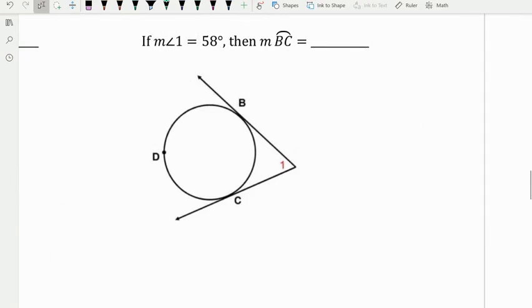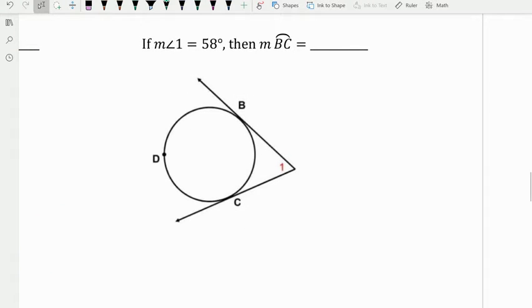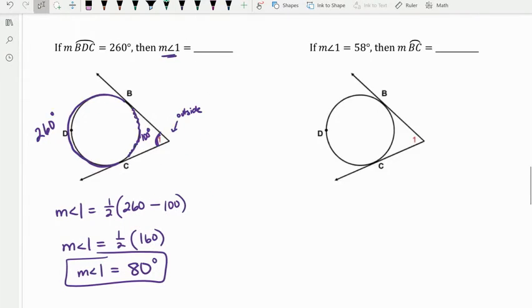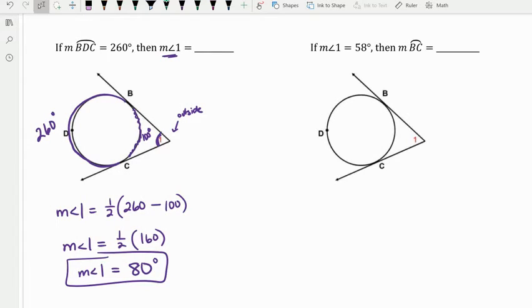Okay, our next one, this time, okay, so notice, same picture. That comes up, there we go. Same picture here, right? Last time we were given one of the arcs. This time we're just given the measure of the angle. So the measure of our angle 1 is 58 degrees. We're using that same formula, right? The measure of angle 1 would equal 1/2 the big arc, the measure of BDC, minus the measure of BC, that arc, right? Problem is this time we don't know either arc.